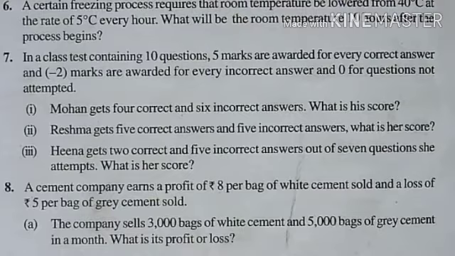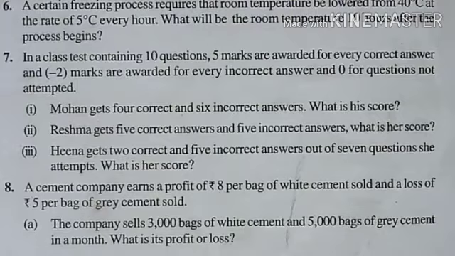Now come to question number 8. So listen carefully. A cement company earns a profit of ₹8 per bag of white cement sold and a loss of ₹5 per bag of grey cement sold. So if they sell white cement, they earn a profit of ₹8, and if they sell grey cement, they will make a loss of ₹5.